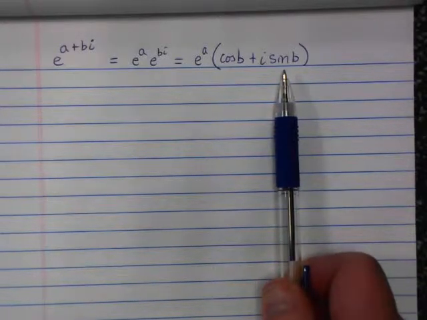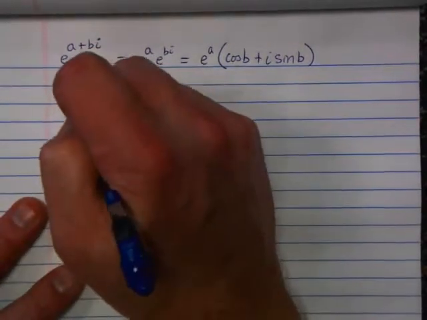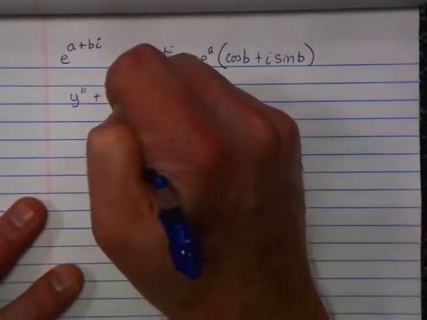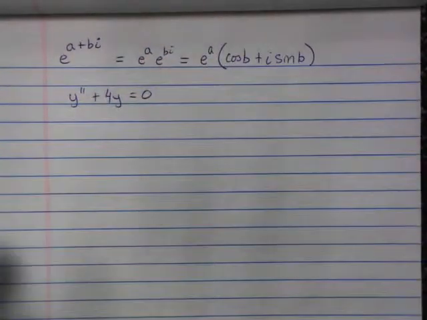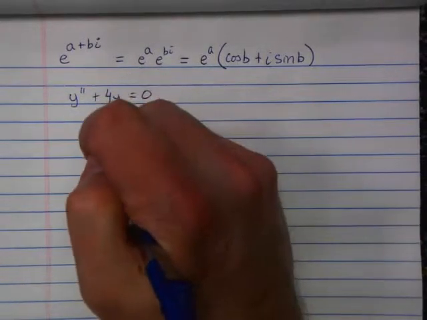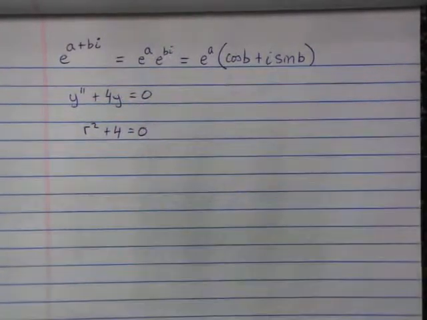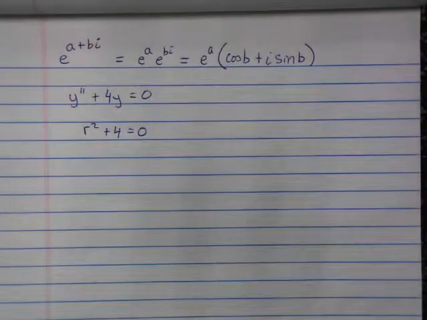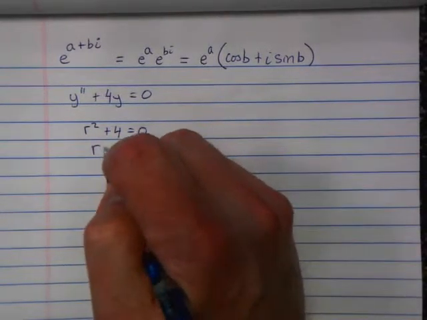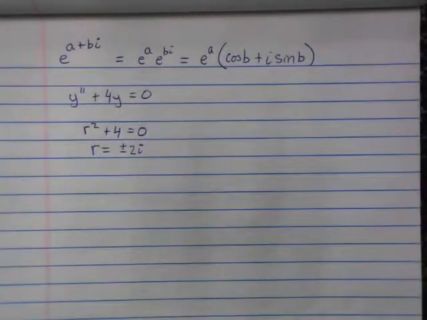Took so much to get there. But now once we have it, things get easy. So for example, let's say I want to solve y double prime plus 4y equals 0. I compute my characteristic polynomial. My characteristic polynomial is r squared plus 4 equals 0. And that has complex roots. The answers are r equals plus and minus 2i.